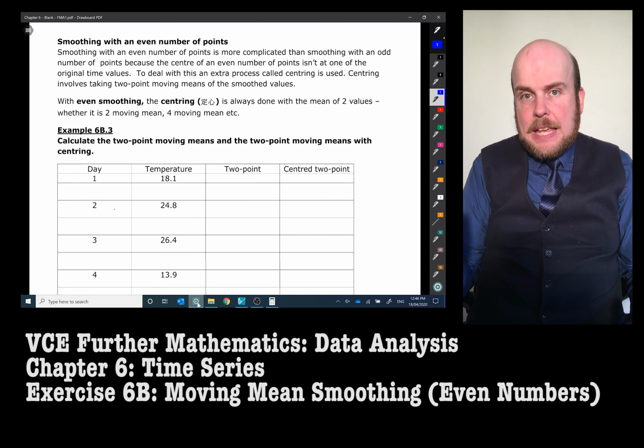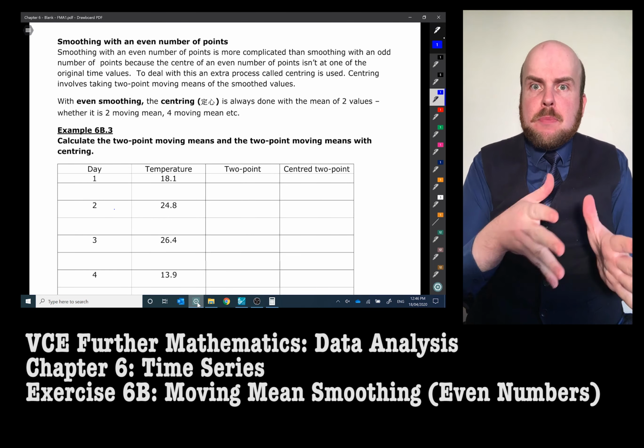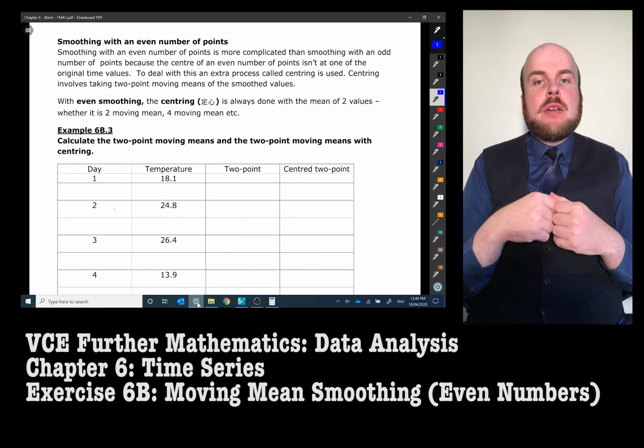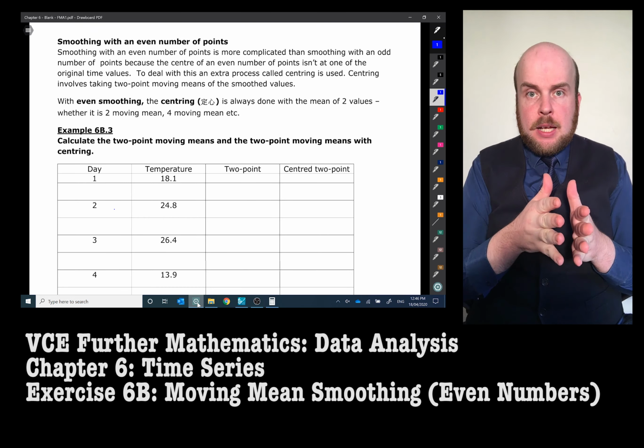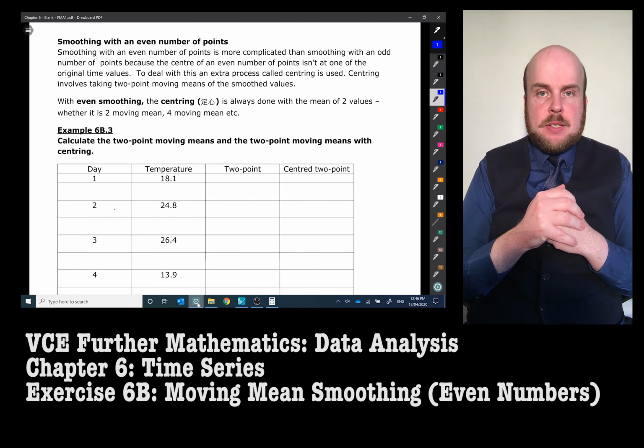Smoothing when you have an even number of points. In the previous video, we had odd numbers and we used our spreadsheet to be able to determine what it looks like when smooth. Well, sometimes you might have an even set of data.